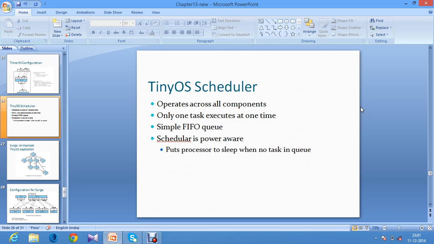The scheduler is power aware. This means that the scheduler puts the processor to sleep when there are no tasks in the queue. The peripherals remain operating so that one of them can wake up the system by means of a hardware event signal to a lowest-level component. Once the queue is empty, another task can be scheduled only as a result of a direct hardware event. This behavior enables efficient battery usage.